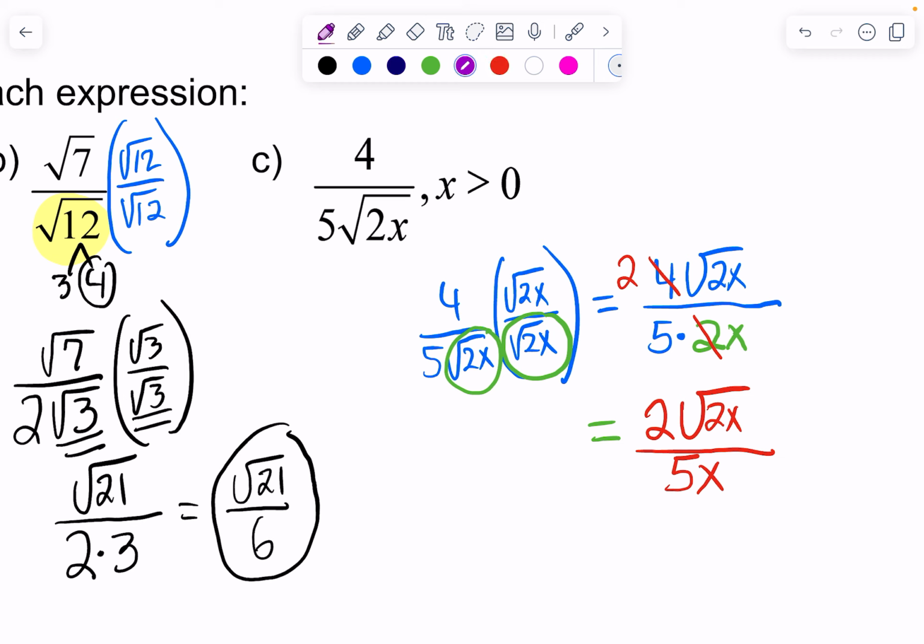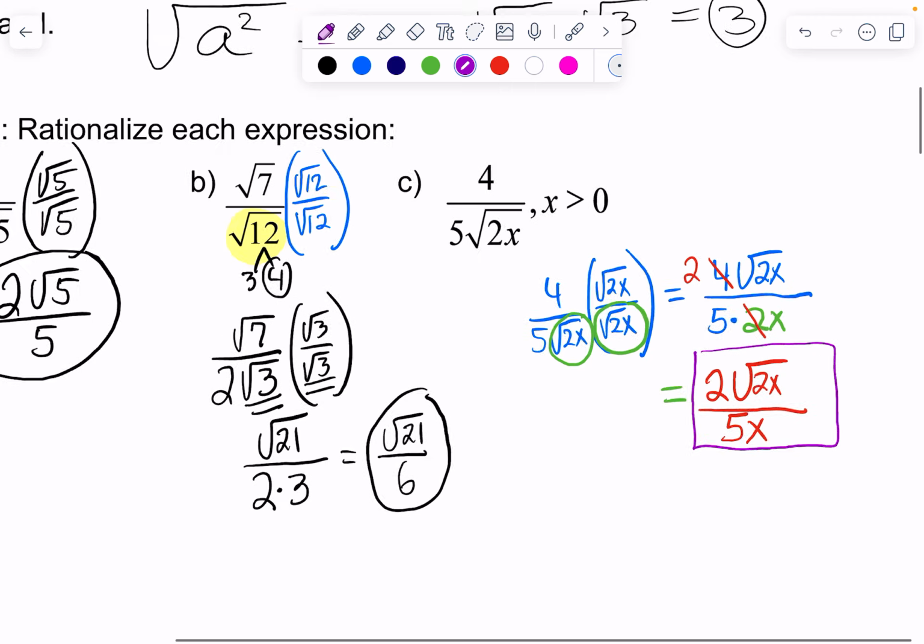Some people are going to say, oh, can't I simplify this x in the radical with the x down here? Absolutely not. 100% you cannot do that. Whole numbers with whole numbers, radicals with radicals. All right, let's continue.